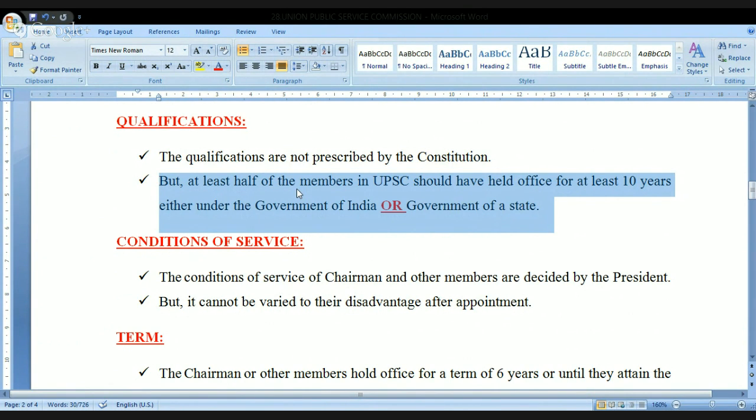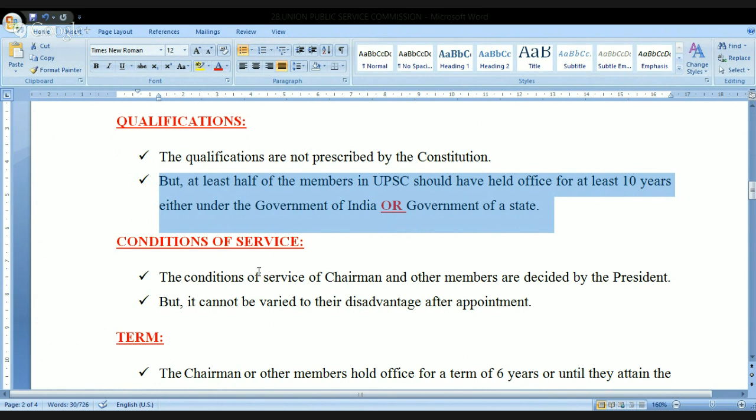So constitution has really given a very flexibility here. It need not be under the government of India. It can be under the government of any state. This is the qualification. And the remaining half of the members can be decided by the president on the advice of the prime minister. But if all the members have the minimum 10 years of experience, then there is no issue. But the constitution has given a condition that at least half the members.